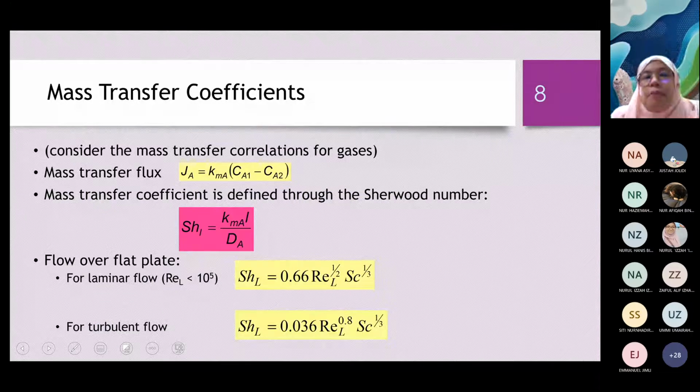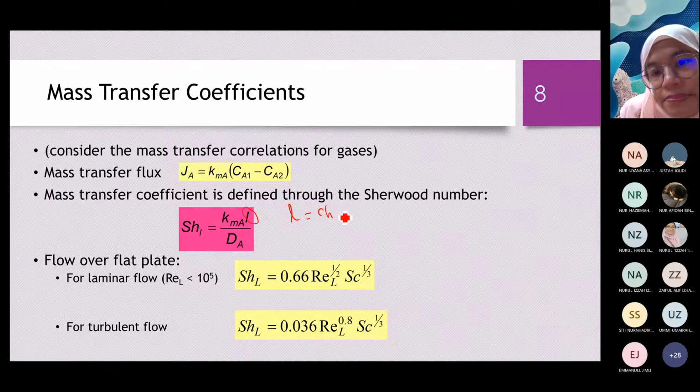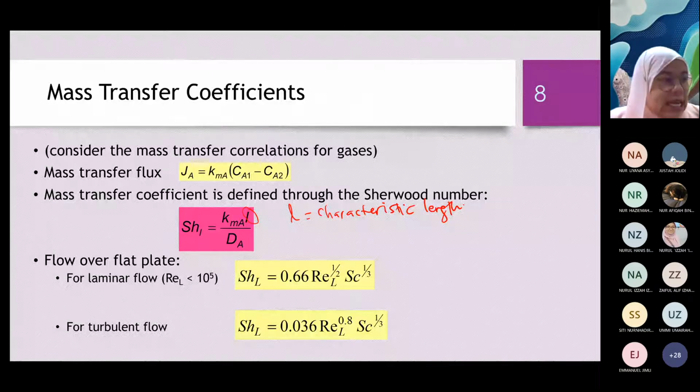Okay, so for mass transfer coefficient, we can relate it with the Sherwood number. Sherwood number can be defined as mass transfer coefficient multiplied with the characteristic length. So here there is L, and L is the characteristic length. It depends on the shape of catalyst that we use. Okay, let's say a sphere catalyst.